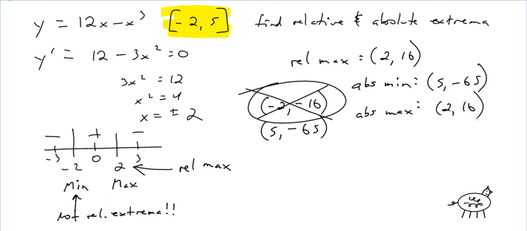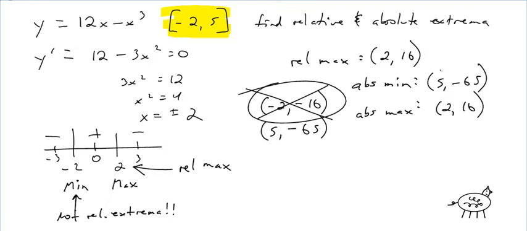Okay, so that's why it's important to check your endpoints. Remember, relative extrema can't be an endpoint. Absolute extrema, of course, can be as long as it's a closed interval. And in this case here, the relative max and the absolute max are the same, and obviously one absolute min for this one. And that's it. It's just kind of a quick review, but remember, if I give you some intervals, check those endpoints. You've got to check the endpoints to see if you have an absolute extrema at those points.